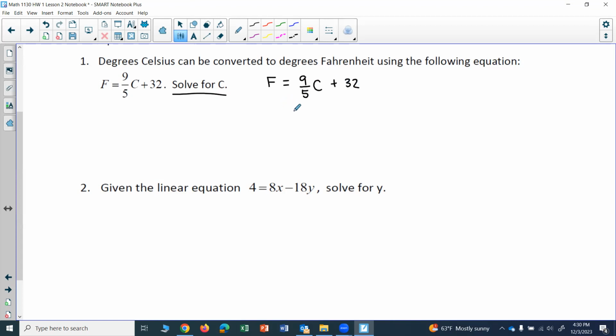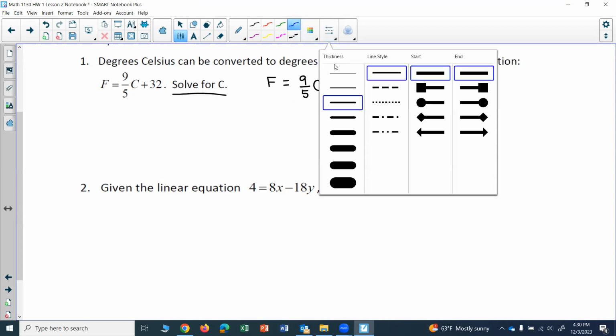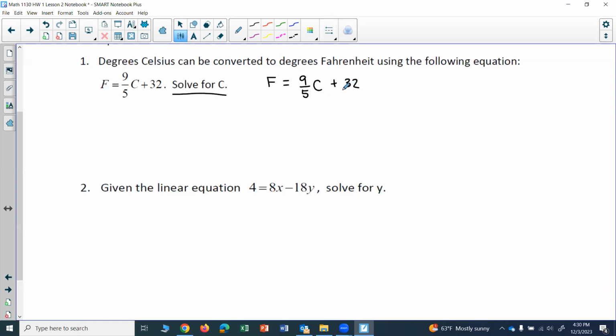Now, if I'm trying to solve this, just like I would a regular equation, what I want to do first is move the 32 to the other side. So I'll subtract 32 from the right side, and I have to subtract 32 from the left side. And so this becomes F minus 32 equals 9/5 C.